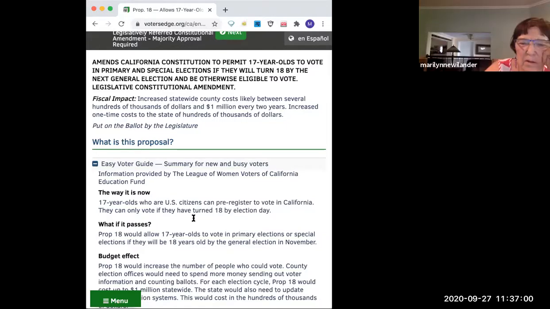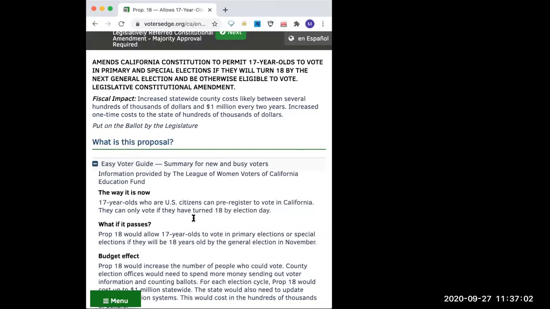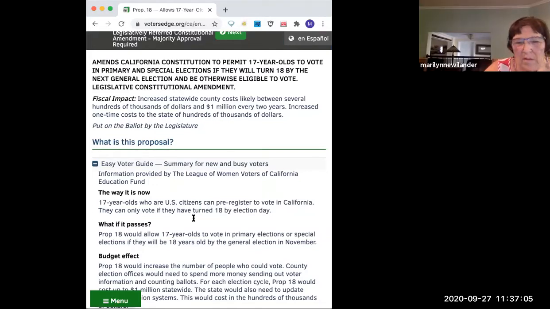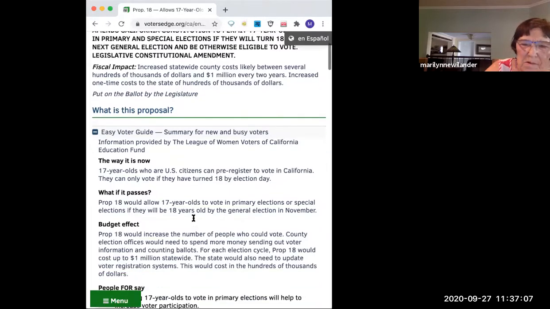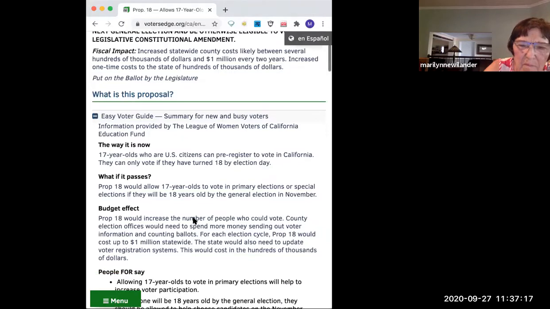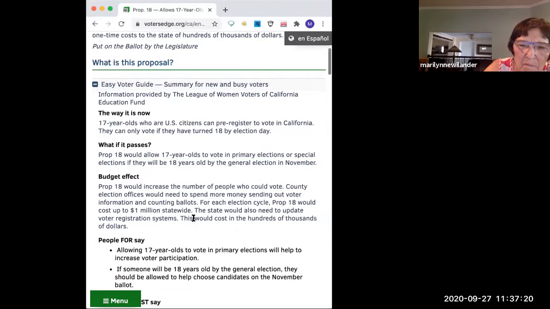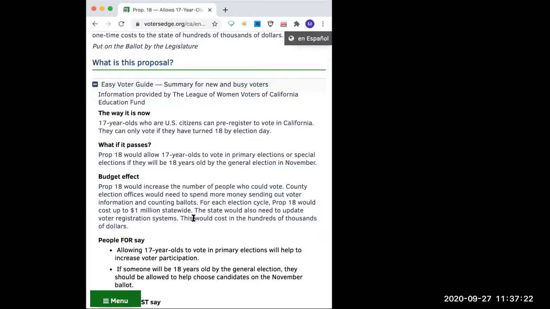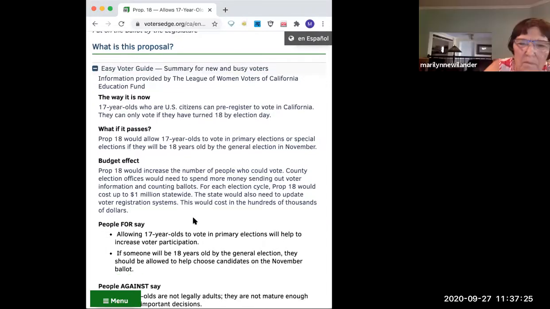So the specific question, should 17-year-olds who will be 18 by a general election be allowed to vote in the primary and special elections in that cycle? So if a person is 17 and will be 18 by the next general election, they will be able to vote in the primary election if Proposition 18 is passed, and any special elections. Any registered voter may also run for elective office. So such 17-year-olds could run for elective office if they meet all existing eligibility requirements.